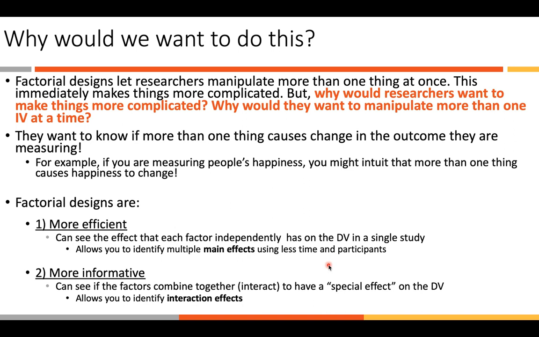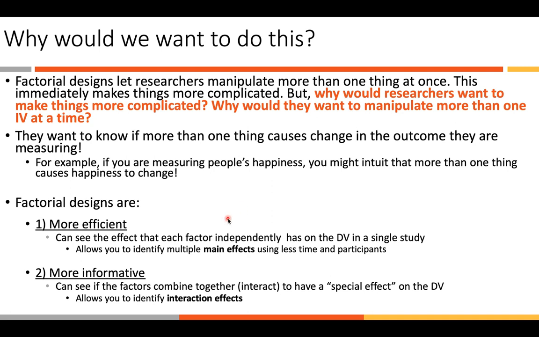Because in a factorial design, we end up being able, as we mentioned in the last section, to look at the main effect of each independent variable, as well as the interaction of the independent variables with each other.